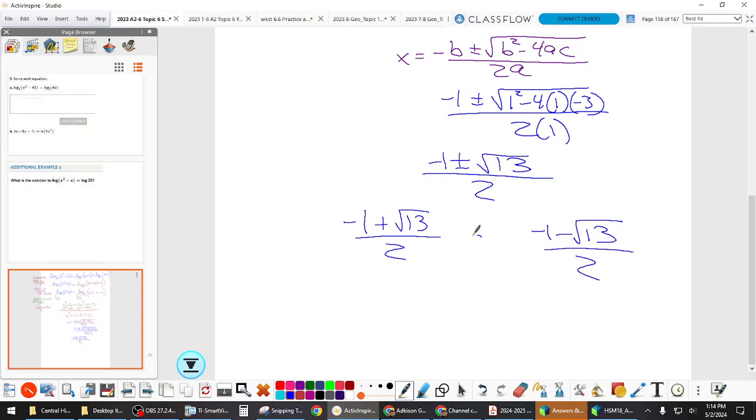Negative 1 plus square root of 13. Good. And negative 1 minus square root of 13. We're done solving, but now what do we need to do? We have to go check if those are correct, like if they are extraneous or not. How are you going to do that?